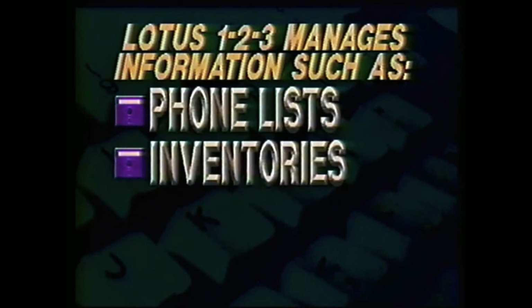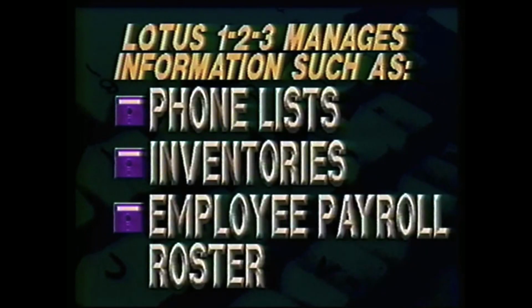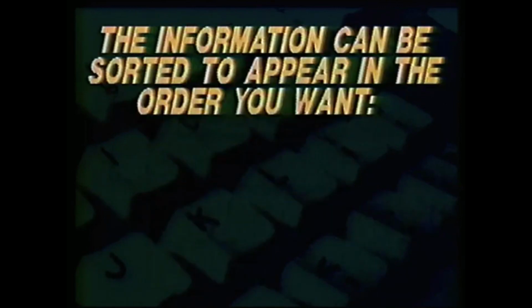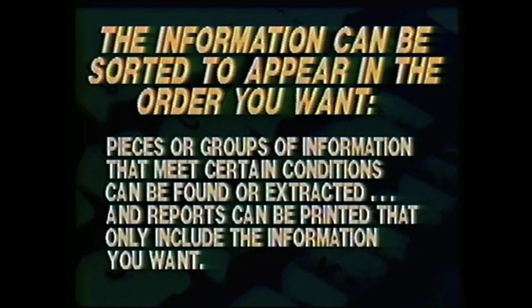Lotus 123 can also be used to manage information such as phone lists, inventories, and employee payroll rosters. The information can be sorted to appear in the order you want. Pieces or groups of information that meet certain conditions can be found or extracted, and reports can be printed that only include the information you want.